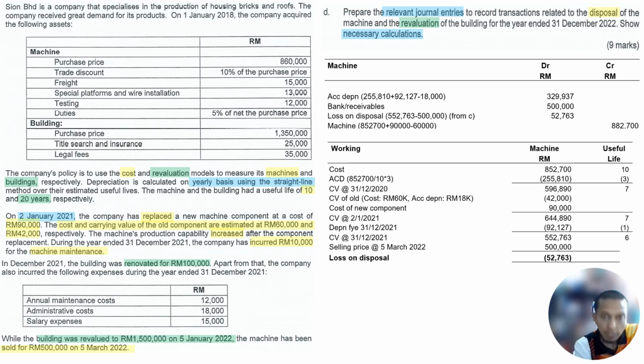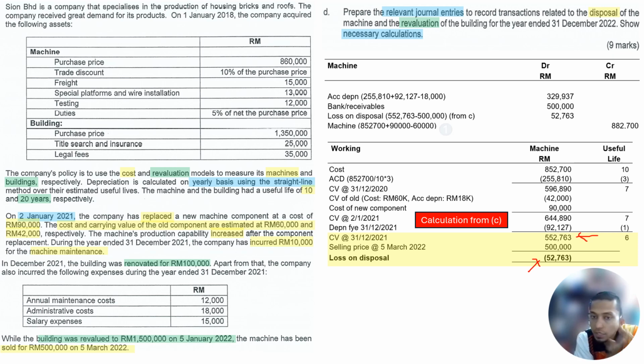All right. So guys, this is the answer. I just highlight and explain the answer lah. Okay. So basically all these are from the calculation of C just now. So this one is just a new one. All right. So the calculation here is for disposal. You can see the selling price is 500,000. The carrying value is 552,763 here. All right. So because you dispose at 500,000, there is a loss on disposal of 52,763.